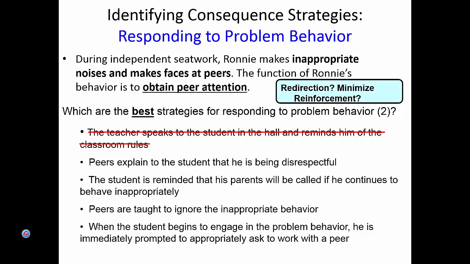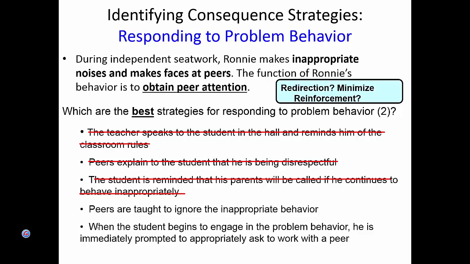So 2, peers explain to the student that he is being disrespectful. So that's one of those contraindicated interventions, right? The student is getting exactly what they want. He engages in problem behavior, and the students are right there talking to him, so he's getting lots of attention. The third one, the student is reminded that his parents will be called if he continues to behave inappropriately. That's another one that I'd kind of see as fluff. It's not directly addressing his desire and need for peer attention, and it's not a good redirection strategy.